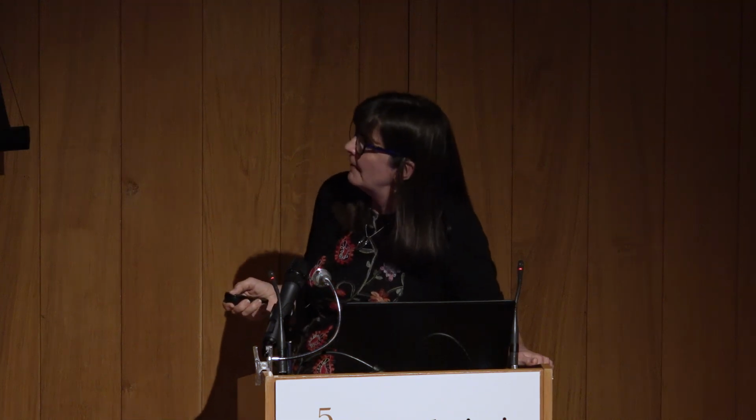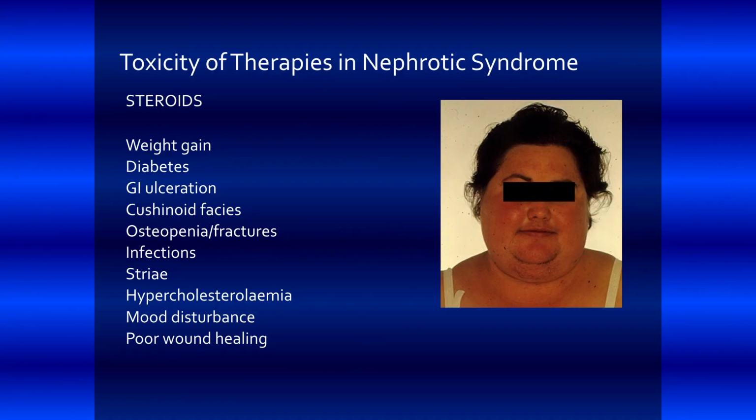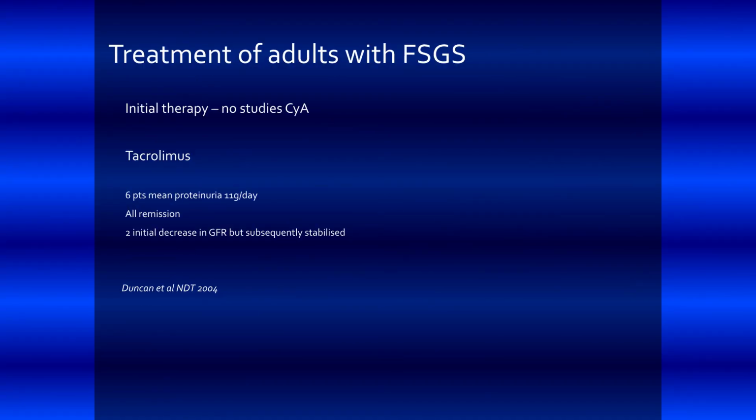But overall, complete remission in 45% of patients. Another 10% achieved a partial remission, which we know is helpful, and 45% didn't respond. There are no studies of cyclosporin in FSGS as initial therapy. There's one small series from Neil Duncan of 6 patients with heavy proteinuria. All went into remission with tacrolimus. Two had an initial decrease in GFR, but this subsequently stabilized.